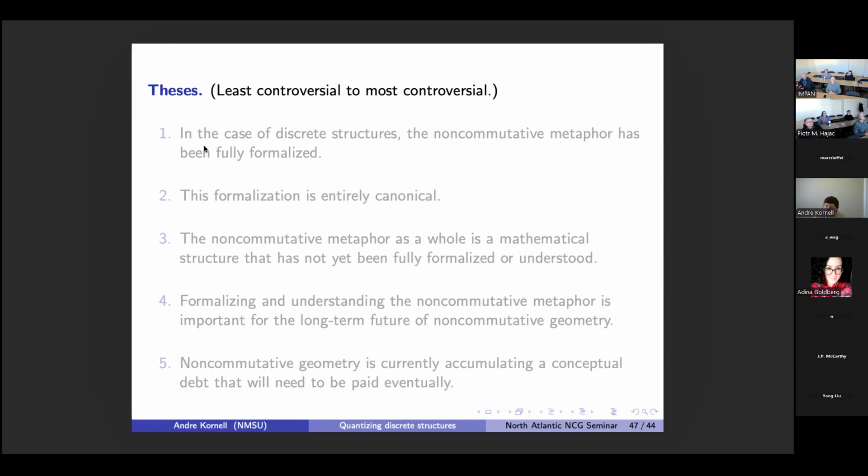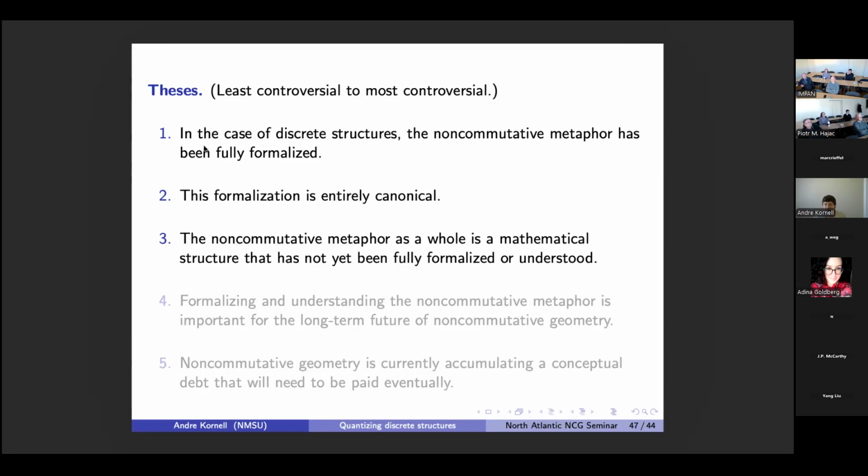So the things I want to convince you of, basically in this order, are as follows. In the case of discrete structures, the non-commutative metaphor has been fully formalized. So there is a mathematical structure, this inclusion of rel into qrel, which is the non-commutative metaphor in that special case. Second, the formalization is entirely canonical. You basically don't have to make any choices. It should have been worked out a while ago, actually, right? All you do really is you start with how do I quantize sets, and then everything basically falls out inevitably. You don't get to make any real choices along the way.